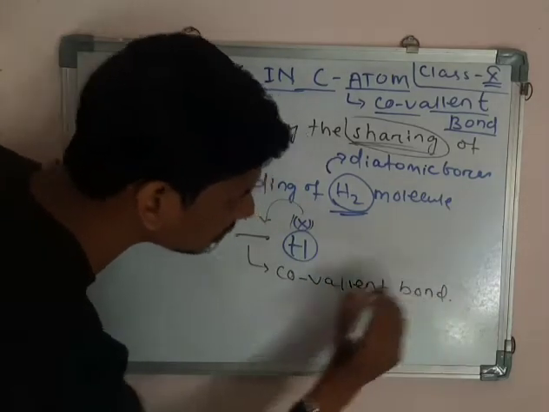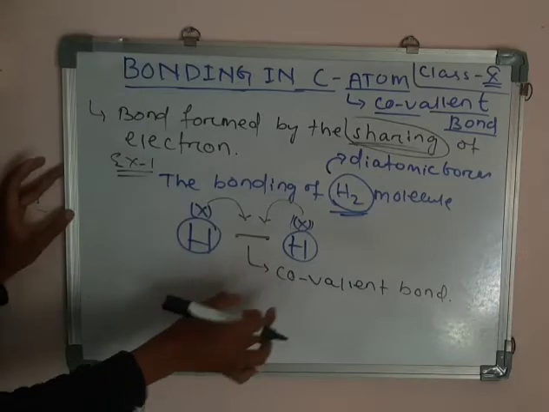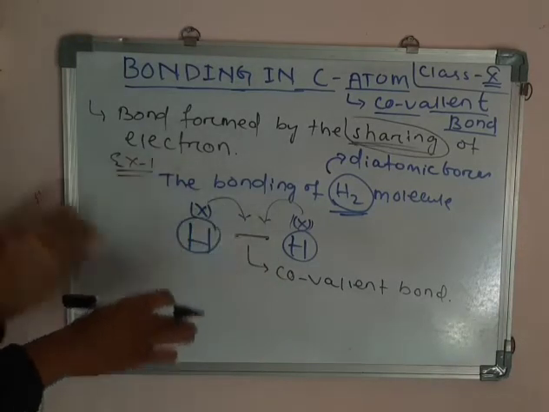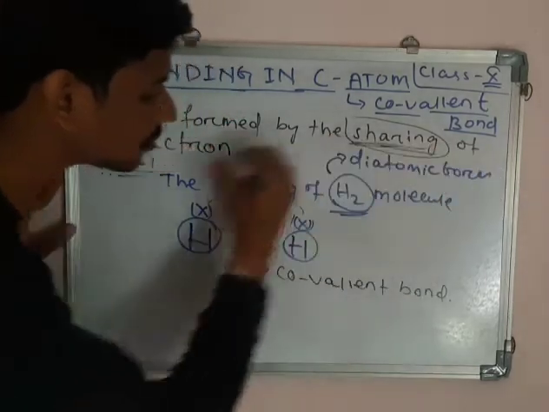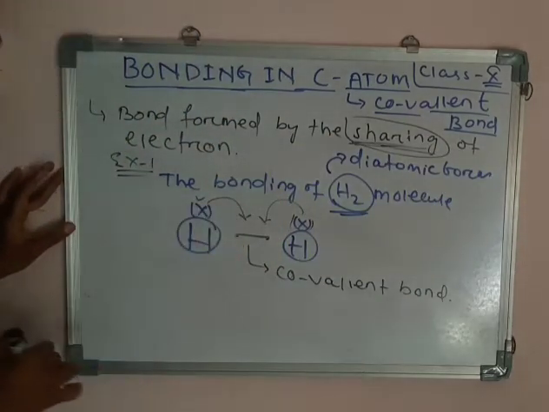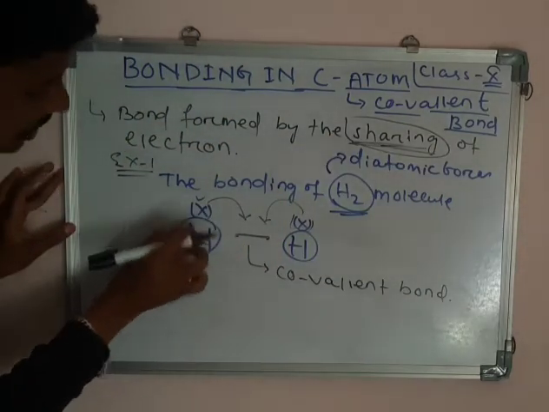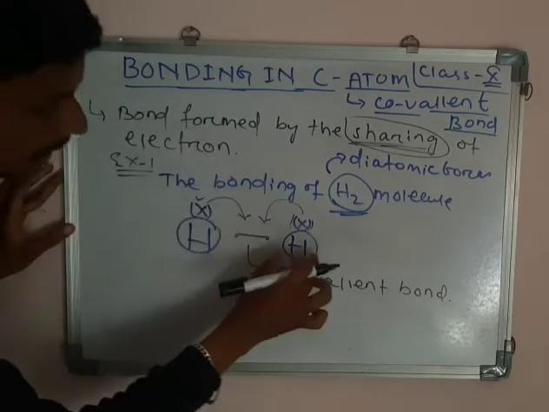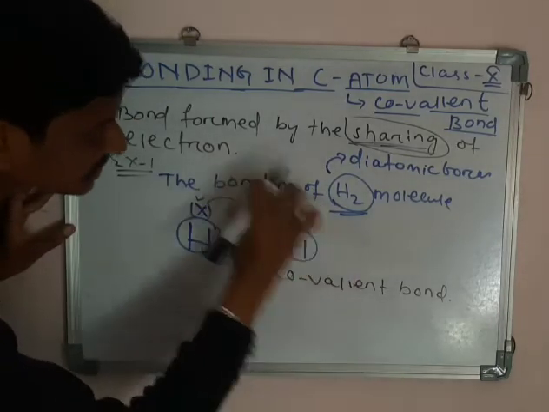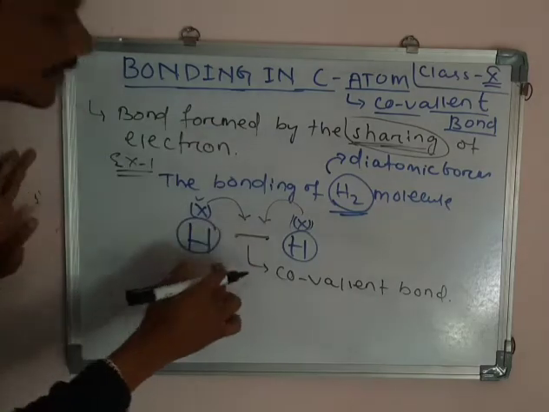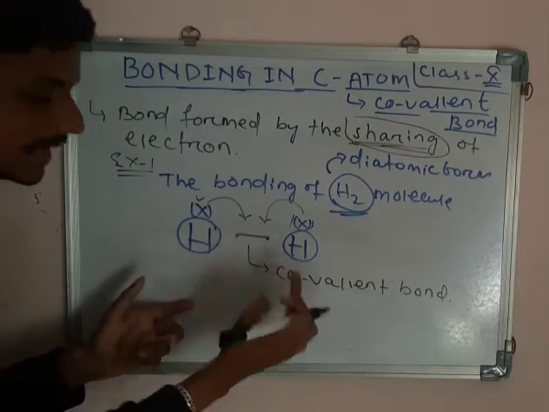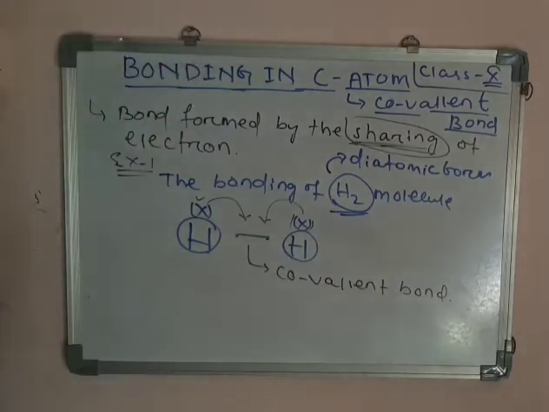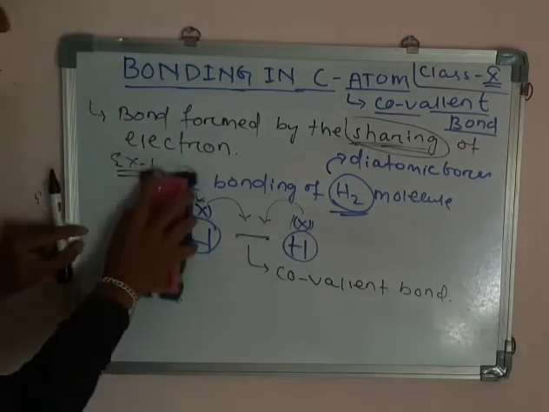So covalent bond is the bonding concept in which the bonds are formed just by the sharing of electrons. That means this hydrogen atom will share its valence electron, another hydrogen atom will share its valence electron. So with the sum of two electrons a bond is formed, and that is known as covalent bond. So let us see another example.